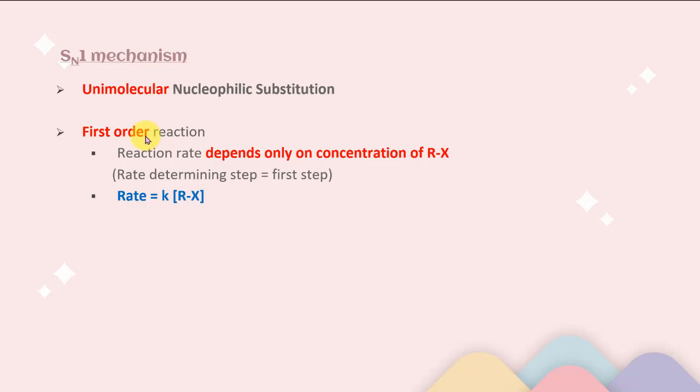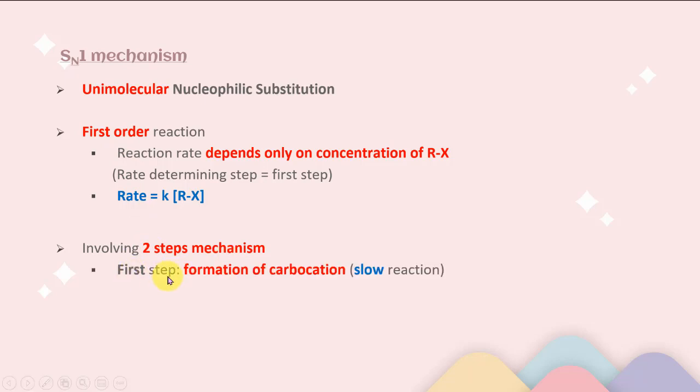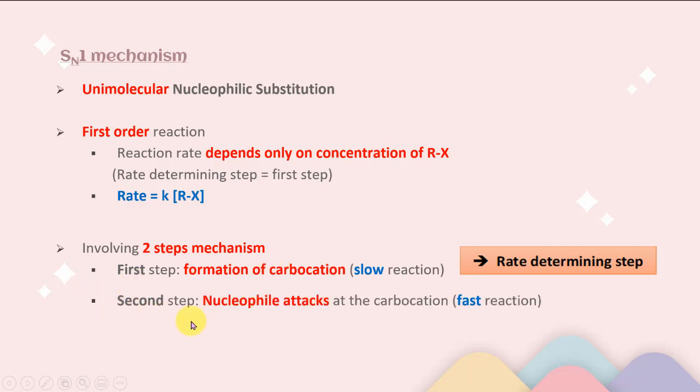So what is meant by the rate determining step? The characteristic of SN1 is that it involves a two-step mechanism. In the first step, it involves the heterolytic cleavage of the haloalkane, and there is a formation of a carbocation. This formation of the carbocation is a slow reaction, and we call this first step our rate determining step. Therefore, the first order reaction depends only on this rate determining step. So only the haloalkane is involved in the first step. And then they will carry on to the second step.